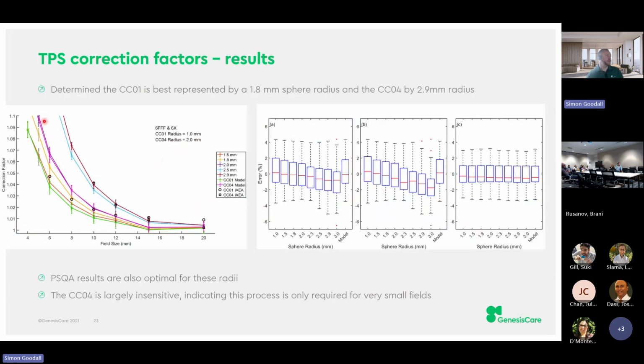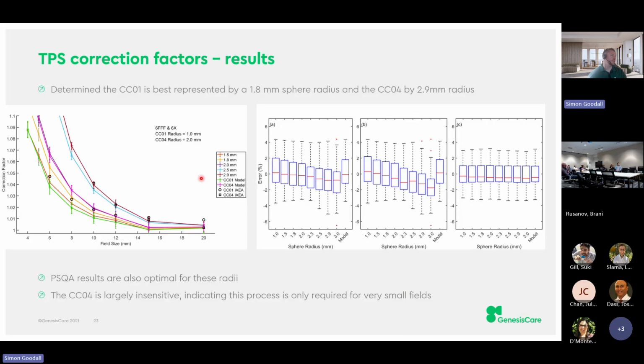So when we try to then use this to model correction factors, what we've got in this plot is correction factors for a CC01 chamber. These black circles, we know that's what you need to correct a measurement by. What we could say is that they most closely follow this yellow line, which is a 1.8 millimeter sphere radius. So in theory, we could use a 1.8 millimeter sphere radius in a TPS, and then we don't need to correct our measurement and we don't need to correct our calculation, and it kind of averages out.